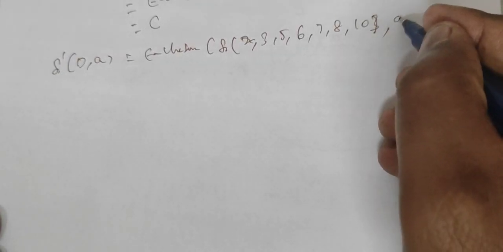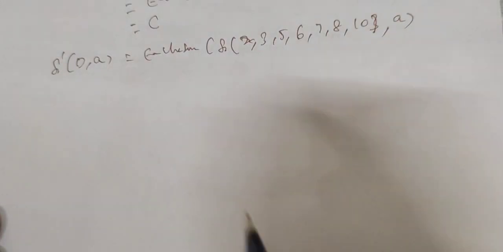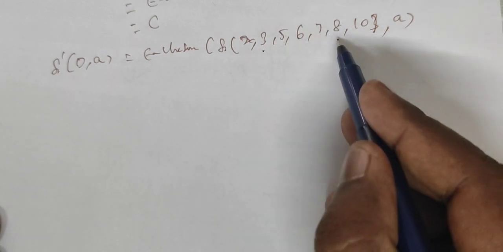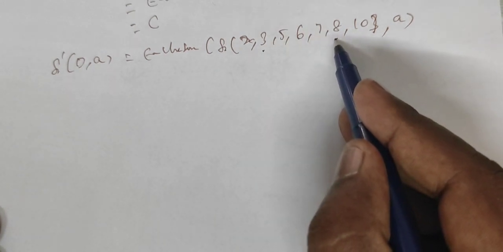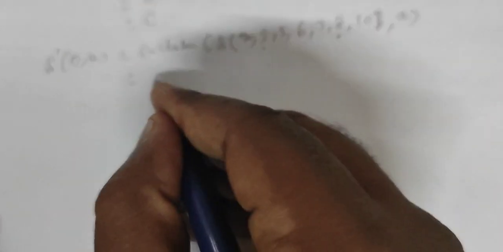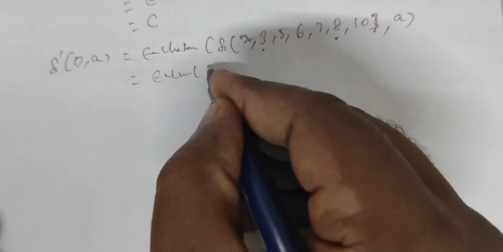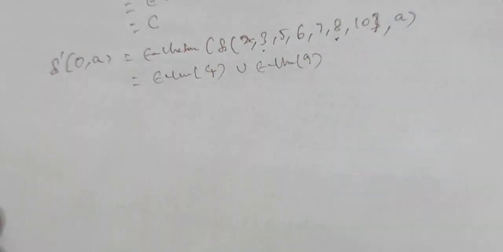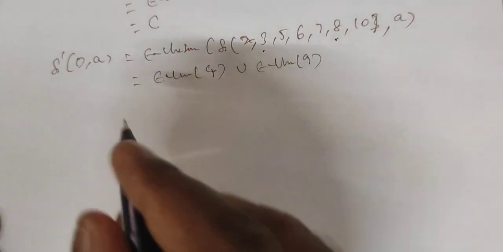Now we will apply A here. What is the possibility? A can be applied in 3, you get 4, and A can be applied in 8, you get 9. So you will get the answer epsilon closure for 4 union epsilon closure for 9, which is epsilon closure for 4 and 9, and that is B.